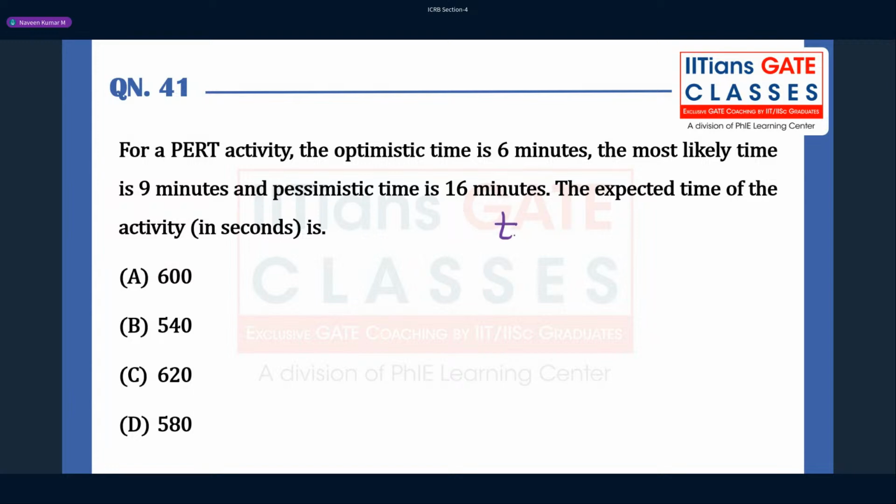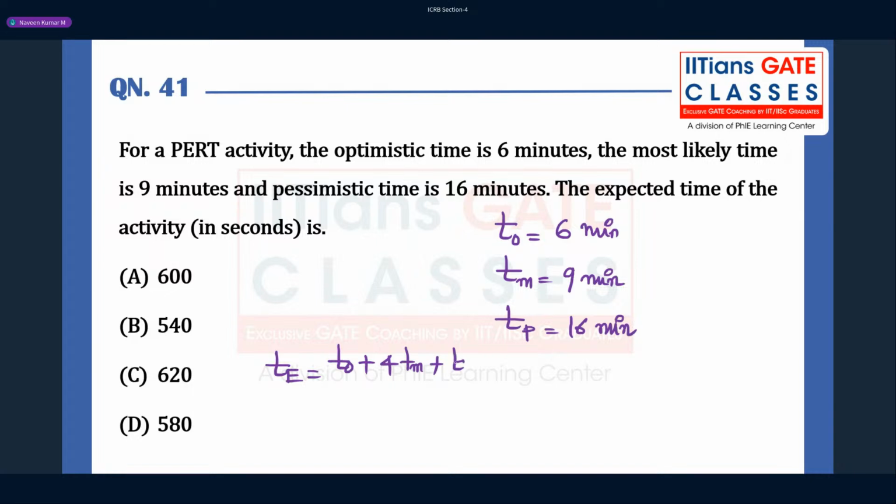So TO, the optimistic time, I'm writing 6, and TM they're giving us 9 minutes, the most likely time, and pessimistic time TP is 16 minutes, right? So expected time is nothing but TO plus 4TM plus TP by 6, right? So this will be 6 plus 4 into 9 plus 16 by 6.